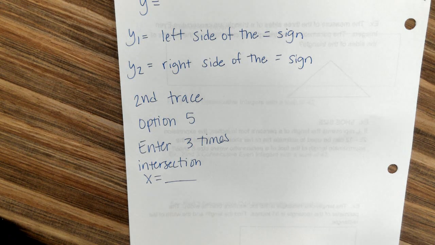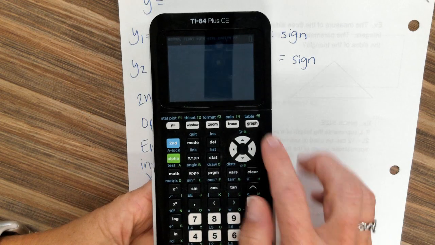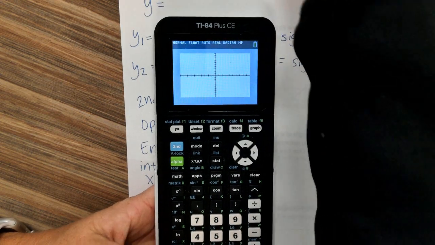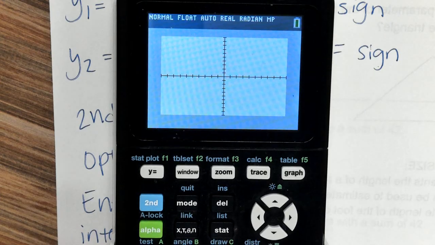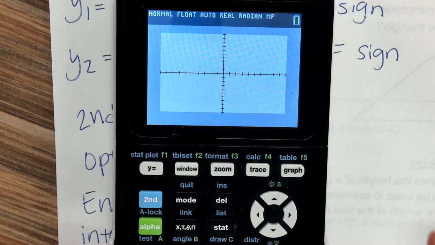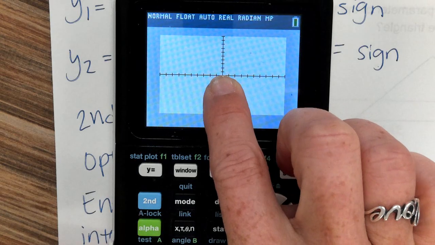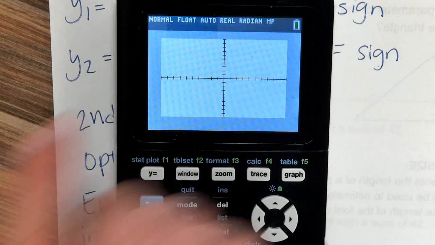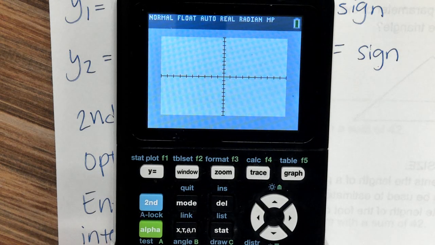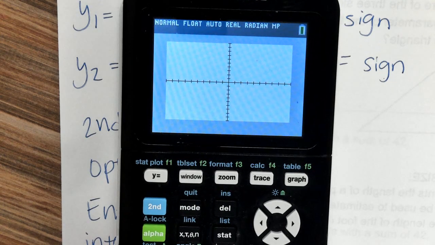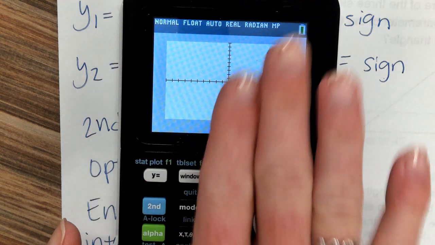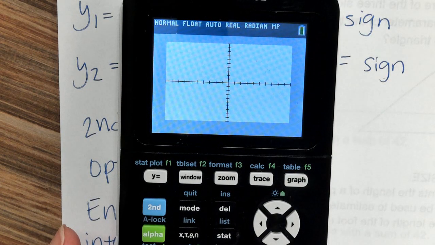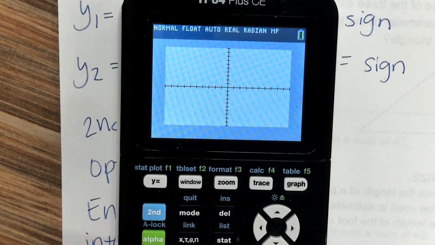The problem is, if the calculator can't see the intersection, it can't give you the answer. So I want everybody to hit graph right now. And your screen should look like mine. It's just a blank coordinate grid, yes? It goes from the origin to positive 10. And on the left, it goes from the origin to negative 10. So guess what? If my answer is 20, it can't see it. It's not going to do it. So what I have to do is set my screen to see more of the graph. Yes, I need to basically zoom out and see more.